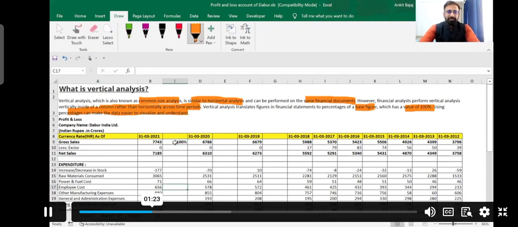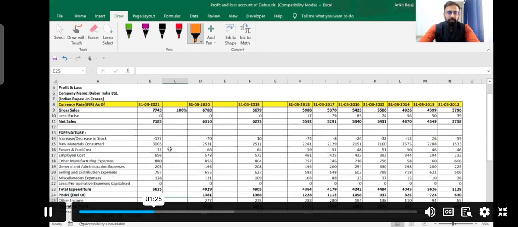Now I will be calculating on this base data. Here, instead of taking gross sales, I will be taking net sales. Net sales will provide you a better result. You can ignore gross sales because from gross sales we reduce excise duty and some other kinds of taxes. So I will take net sales as the base figure. Now I will check which values vary from net sales.